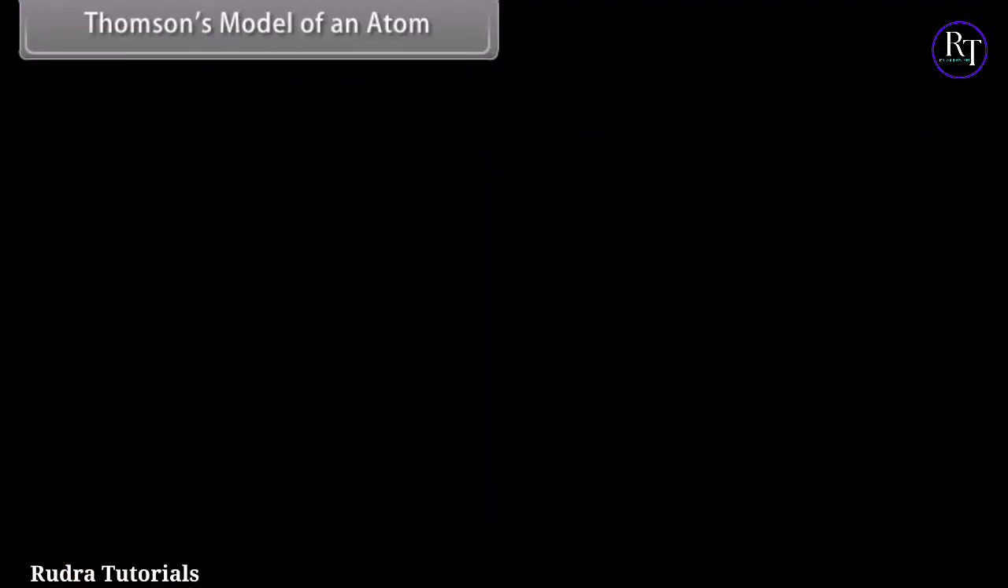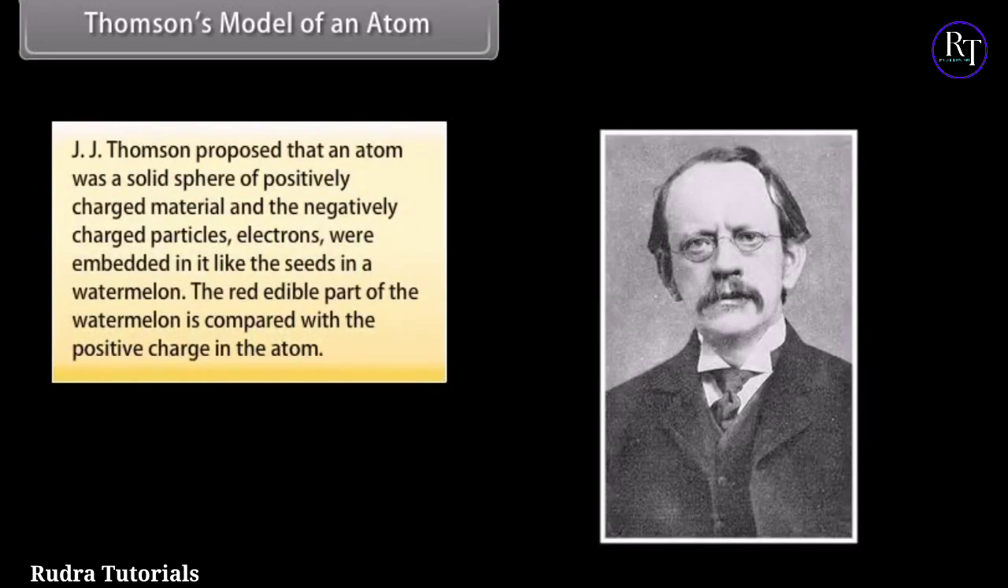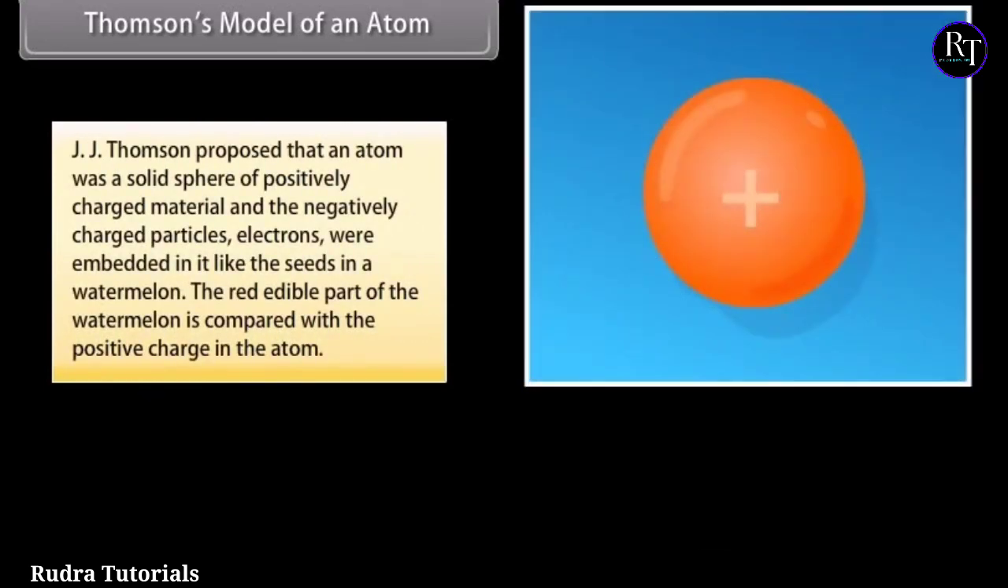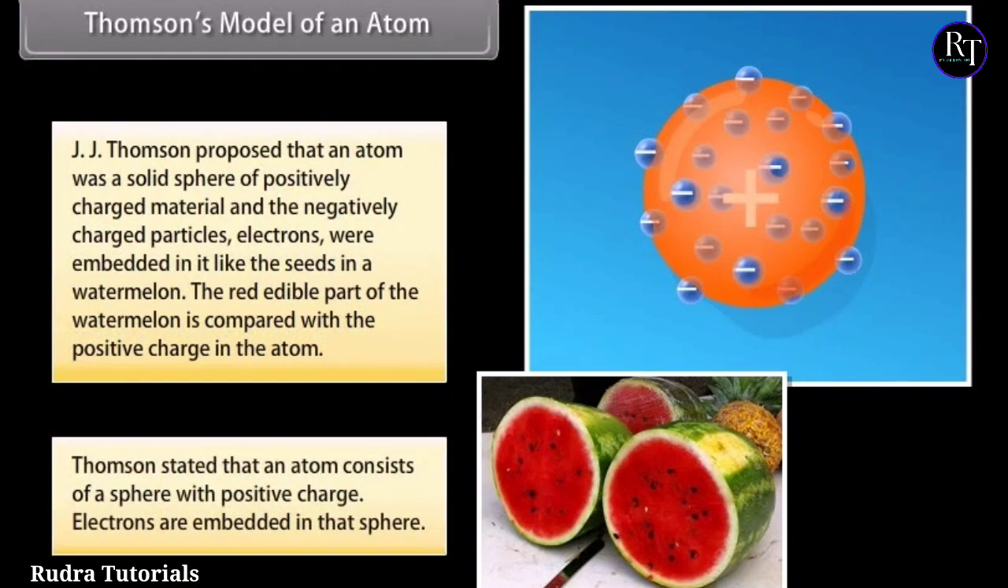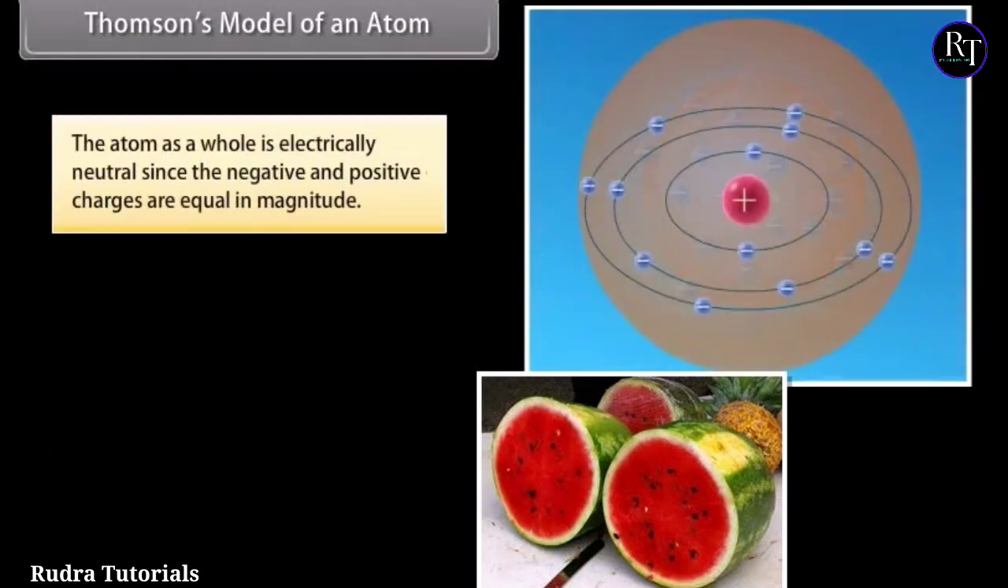Thomson's model of an atom. J. J. Thomson proposed that an atom was a solid sphere of positively charged material, and the negatively charged particles, electrons, were embedded in it like the seeds in a watermelon. The red edible part of the watermelon is compared with a positive charge in the atom. Thomson stated that an atom consists of a sphere with positive charge. Electrons are embedded in that sphere. The atom as a whole is electrically neutral since the negative and positive charges are equal in magnitude.